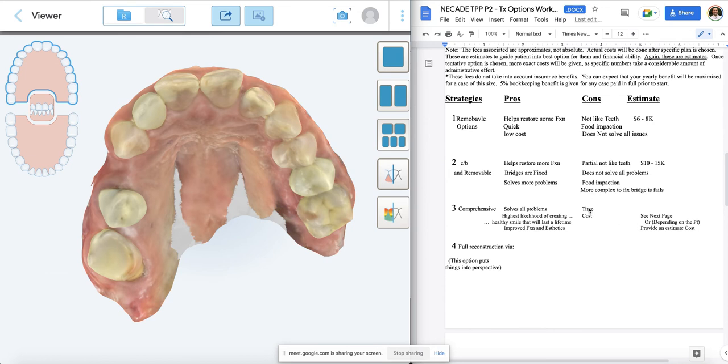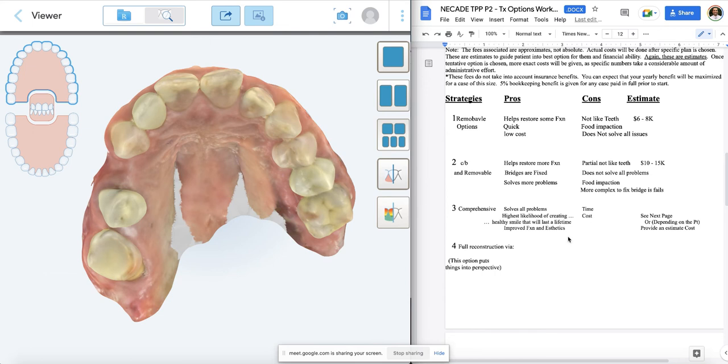Under cons, I always just put time and cost. You know, there's really no downside that I can think of that's worthy of putting here. Those are the two major ones, and those are the two that the patients are most likely going to balk at. So you might as well just put them front and center. Be honest with patients. Is time important to you? Is cost important to you, or both?